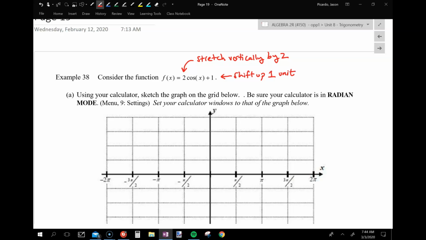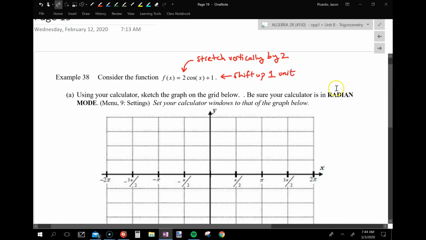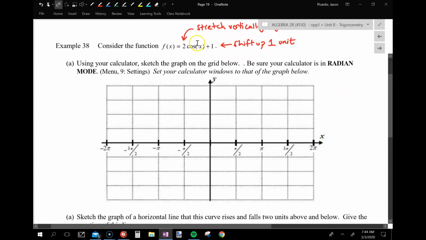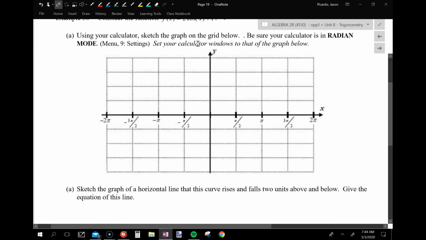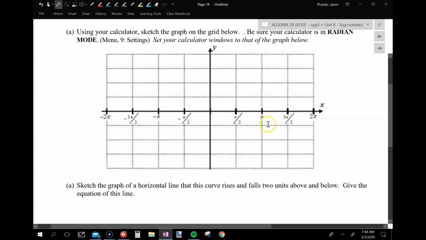Is that cool? All right. Now, this is a cosine curve, right? Where should my cosine curve start? It's not going to start at 0, 0. It's going to start at 0, 1. Okay?